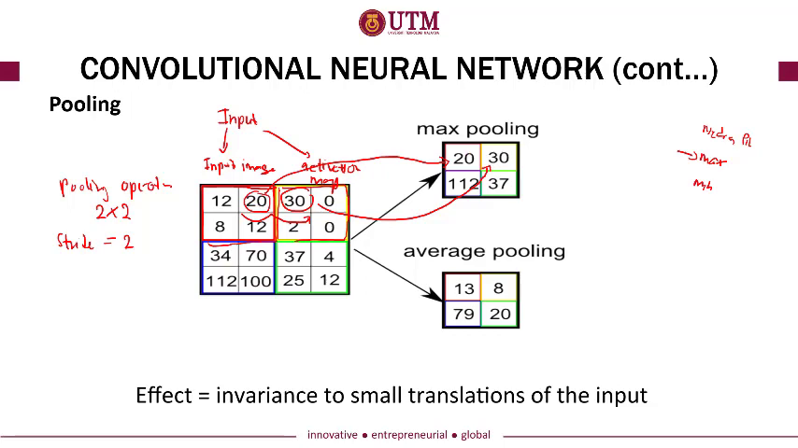And with this one, which one is the maximum value? 112. So going into that side. And this one, which one is the maximum? 37. So you're going into that side. You can also compute that by using averaging pooling. For averaging, you just average the set of matrix elements that overlap that window. For example, this 13 is the average of this set of matrix elements. So that's why you get 13, you get 8, 79 and 20.